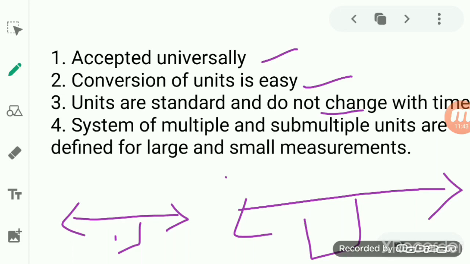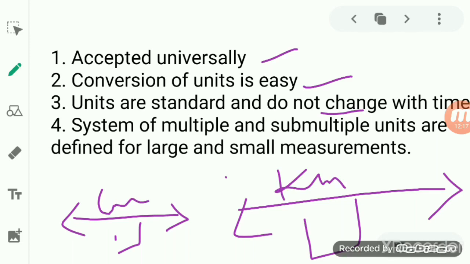So this SI unit system not only explains that there is a fixed value, but it also explains in which situation which unit we have to use. This system of multiple as well as sub-multiple units defines the large and the small measurement too. So it decides whether we have to use a centimeter or a kilometer.